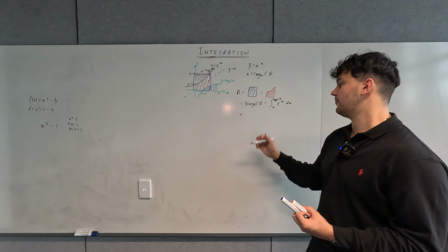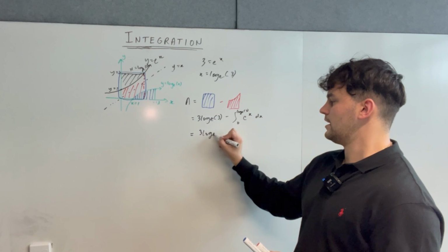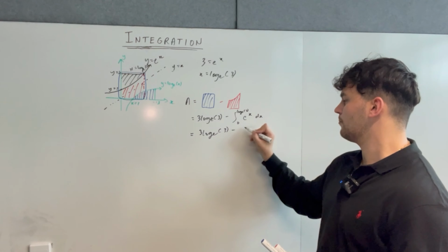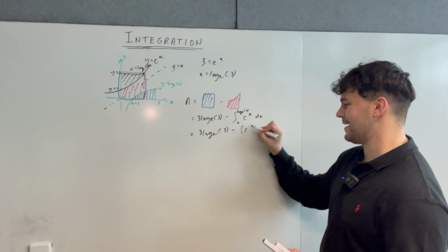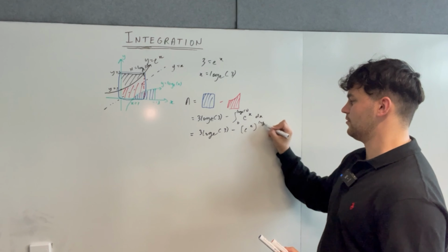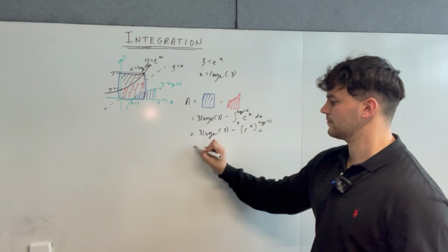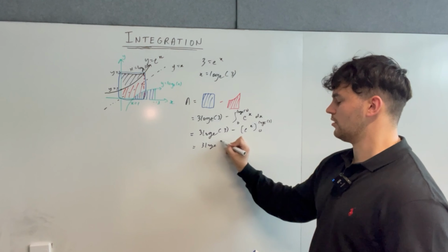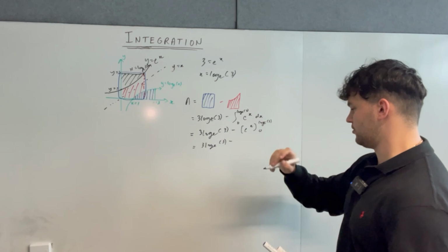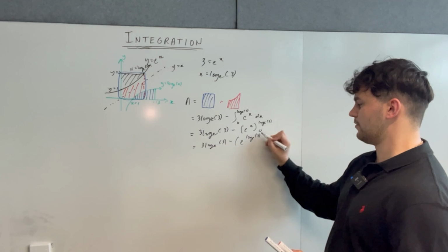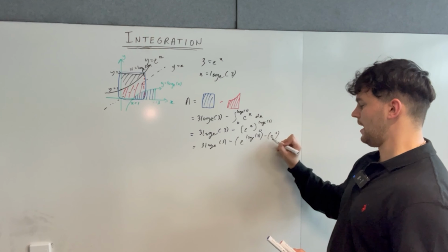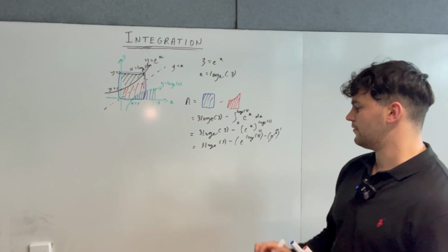So I'll just go ahead and simplify this. So 3 log e of 3 minus the integral of e to the power of x. Very easy, hopefully you don't forget this one. It's just e to the power of x, and that goes from 0 to log e of 3. So 3 log e of 3, and then I substitute this in. So I end up getting e to the power of log base e of 3 minus e to the power of 0. Pretty easy, e to the power of 0 is 1.